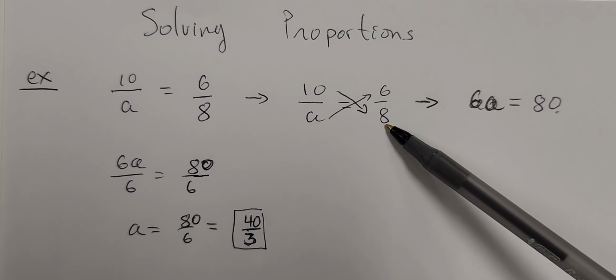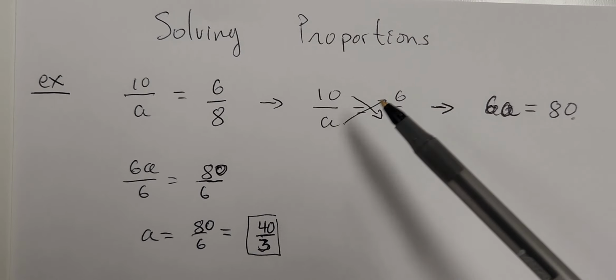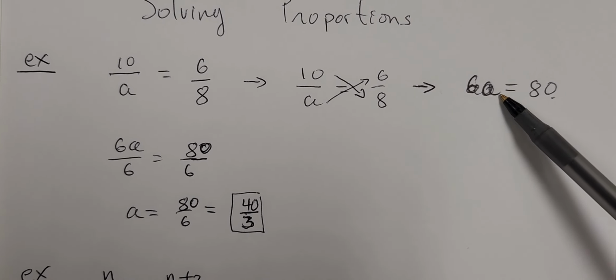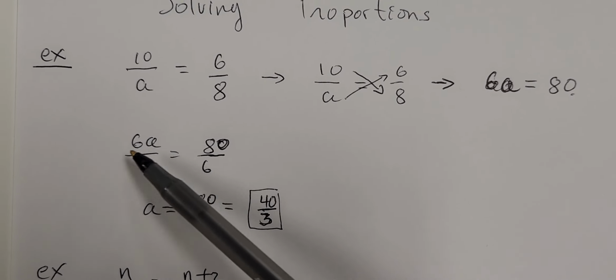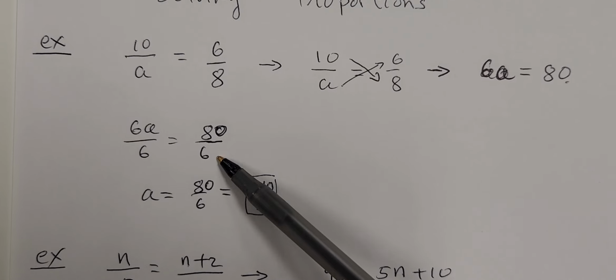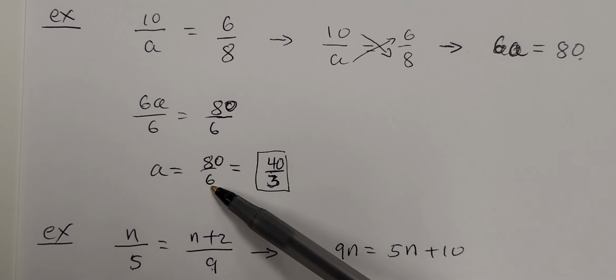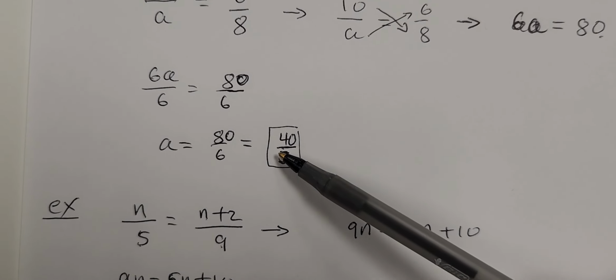So 10 times 8 gives me 80. Don't forget the equal sign. And then a times 6 is 6a. After that, I want a to be by itself, so divide both sides by 6, and that's what I have here. Then a is by itself. After that, if you can divide or simplify, then do so. If not, leave it alone.